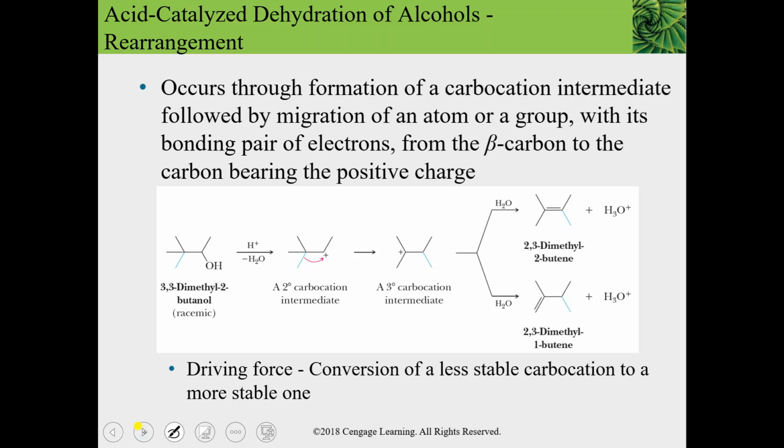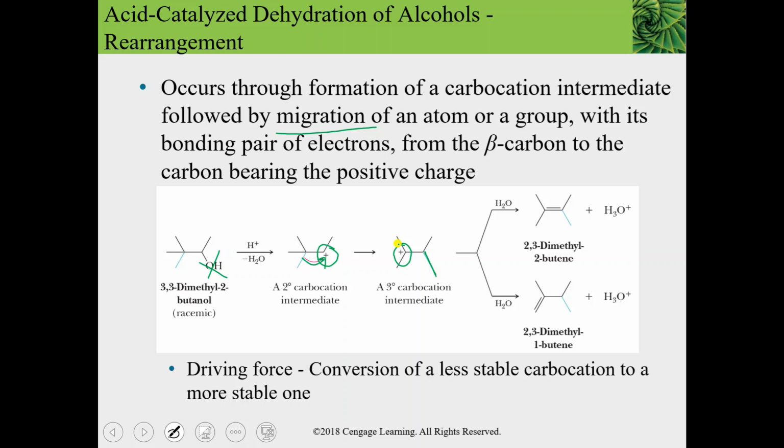When we talk about the carbocation intermediate followed by migration of an atom or a group, remember migration just means shift. That will happen if I form a secondary carbocation, but that carbocation is next to a tertiary. We know that to be true. This comes off, leaving our secondary carbocation intermediate, and therefore we get the methyl shift. When we get this methyl shift, we now have a tertiary carbocation intermediate, which is significantly more stable.